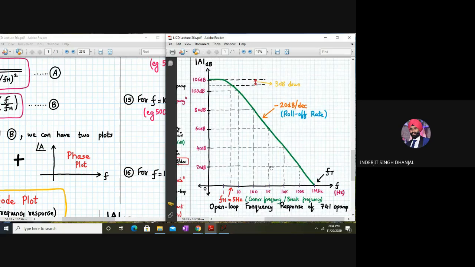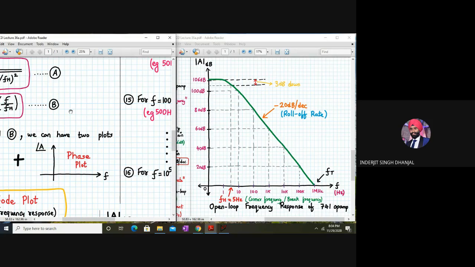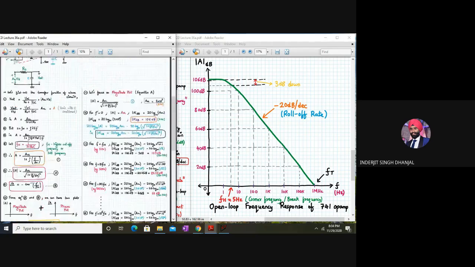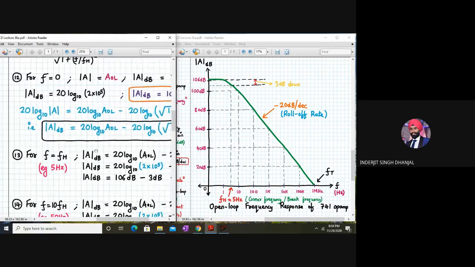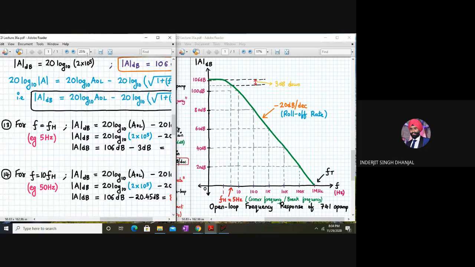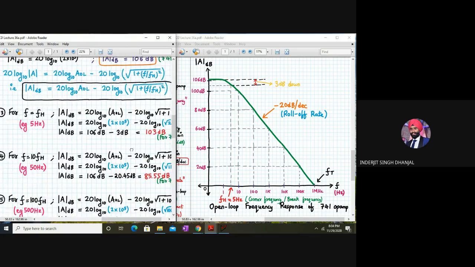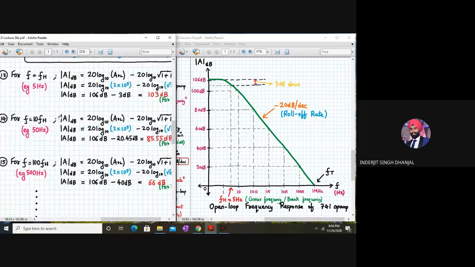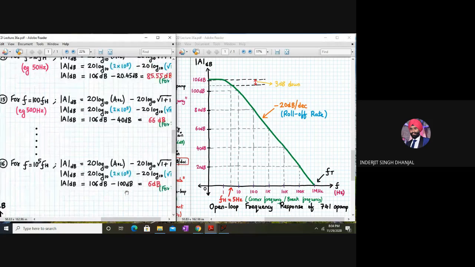So whatever analysis we have just now done from this master equation, that is at f equal to 0, we found out the value of the gain. Then next, let me just reduce it further so that it's clearly visible. So at f equal to fh, we have evaluated the gain again. At different frequencies, we evaluated the gain in dB, and finally we got this plot.